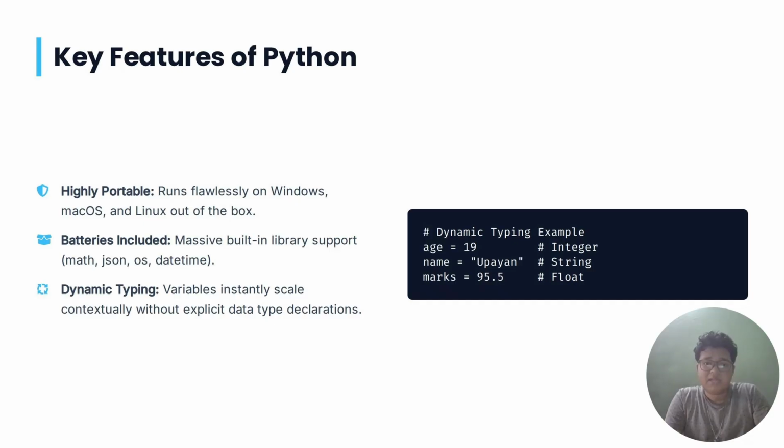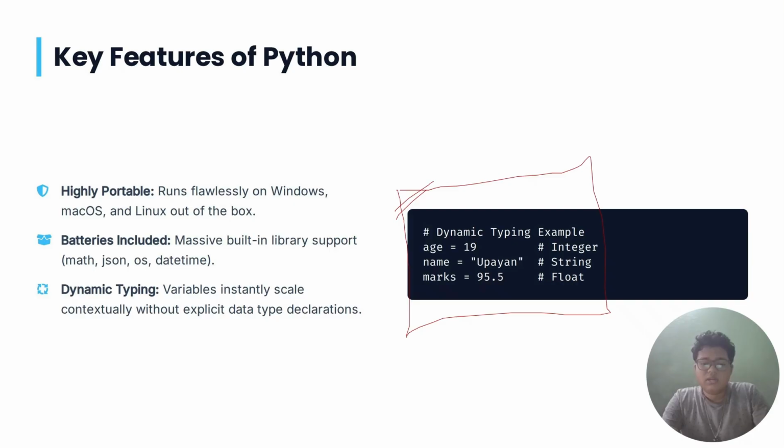Dynamic typing. Variables instantly scale contextually without explicit data type declarations. It's very useful and very needed. We will be seeing a dynamic typing example also. Here in the example area, I will be marking it. Here we can see an example.